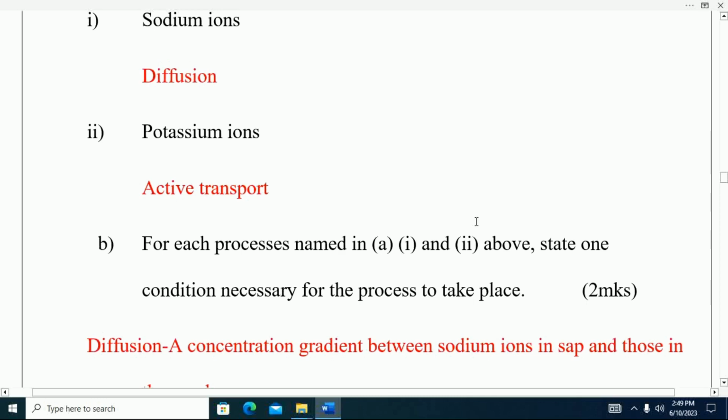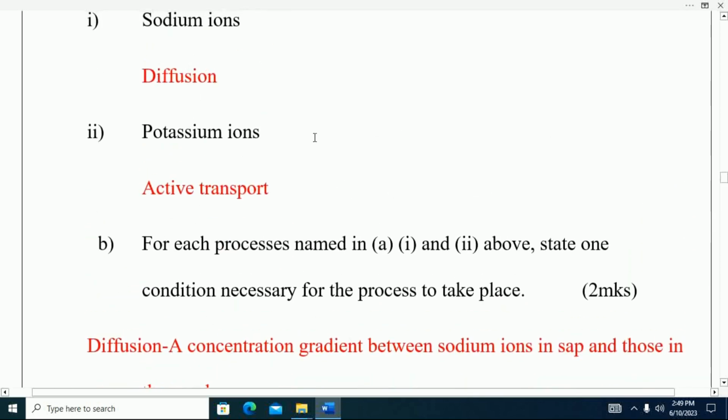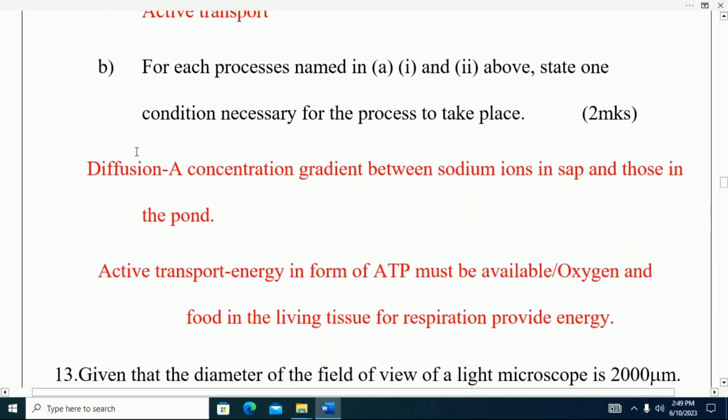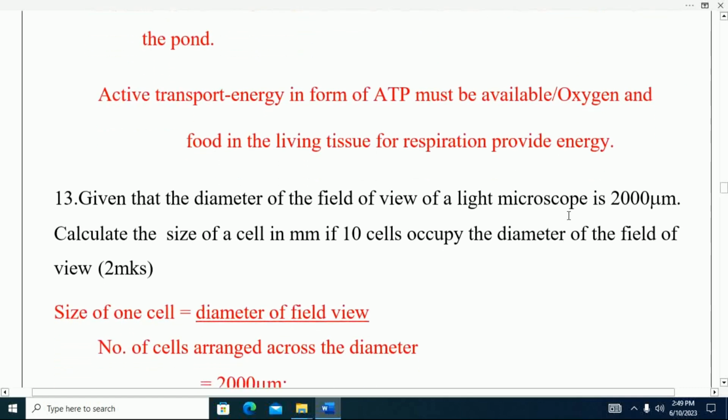Let's go to the next one. For each process named in Roman 1 and 2 above, state one condition necessary for the process to take place. What are the requirements for diffusion and active transport to take place? Diffusion, a concentration gradient between the sodium in sap and those in the pond. Then active transport requires energy in the form of ATP to be available. Also oxygen and food in the living tissue for respiration to provide energy.